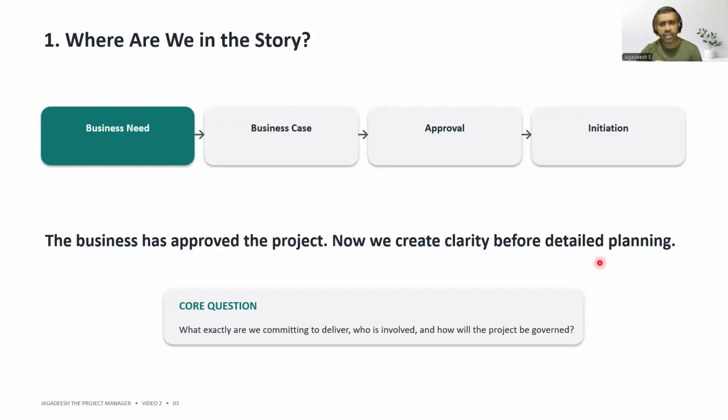Now, where are we in the story? In my career, once a project gets approval, I don't consider the work finished at that point. I see initiation as the bridge between the business decision and the detailed delivery plan. My first focus is alignment. Why are we doing this? What are we actually delivering? Who owns what? And how will decisions be made? So these are the questions that we are going to ask ourselves.